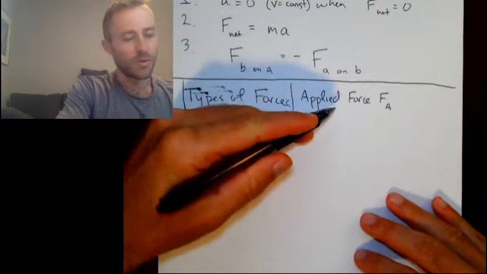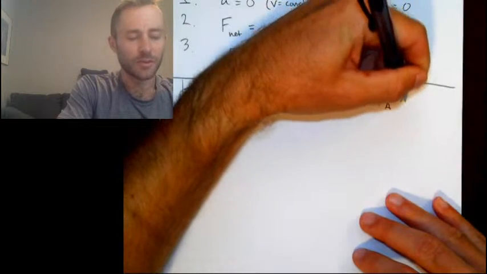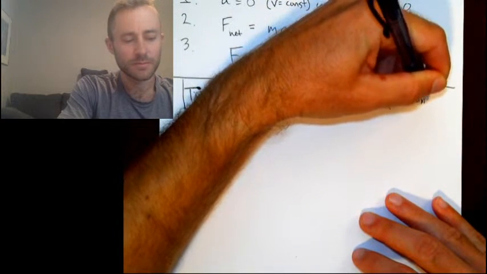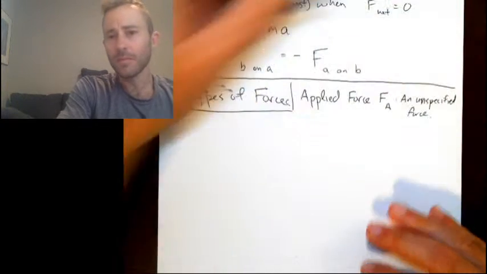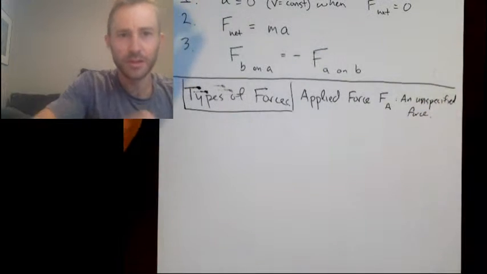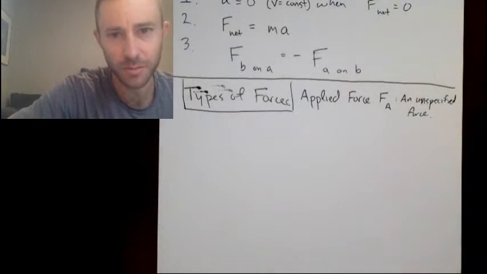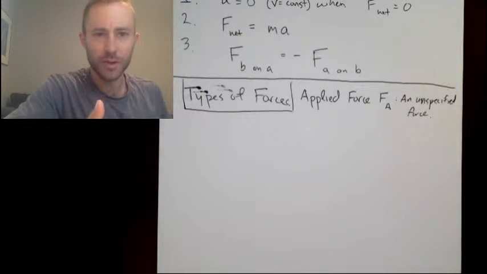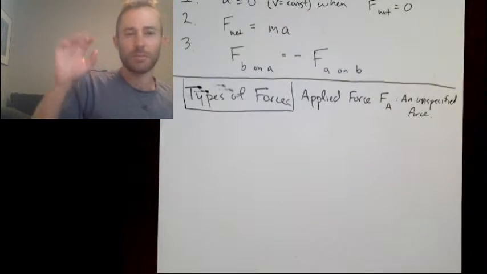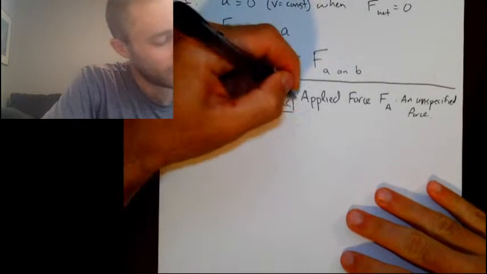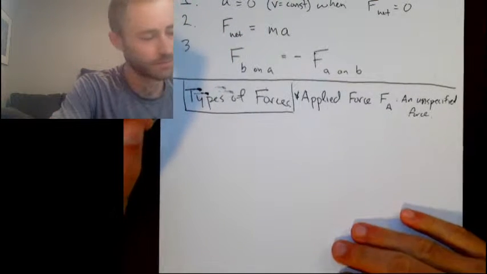Applied force. So an applied force is basically an unspecified force. Okay, it might be the force from a human pushing or pulling on something. It might be a force from a machine pushing or pulling on something, but it's just an unspecified force we refer to as an applied force. Okay, a force is applied on an object. So that's the first type of force. That one requires sort of no explanation. It's just a random force.